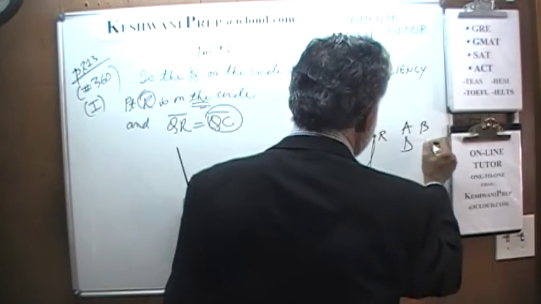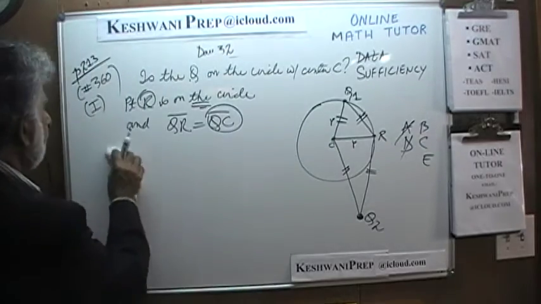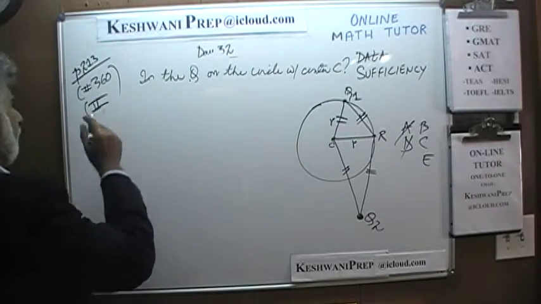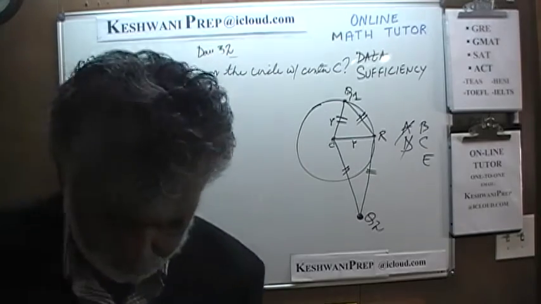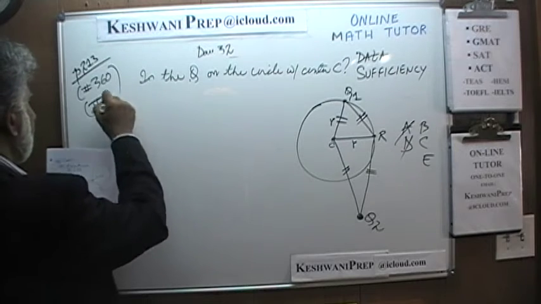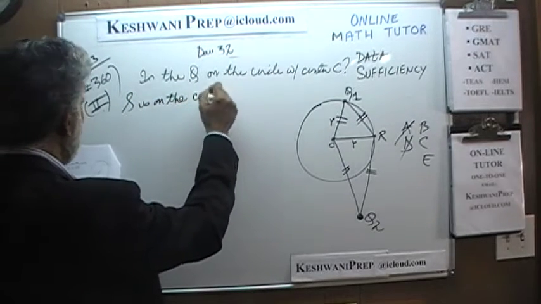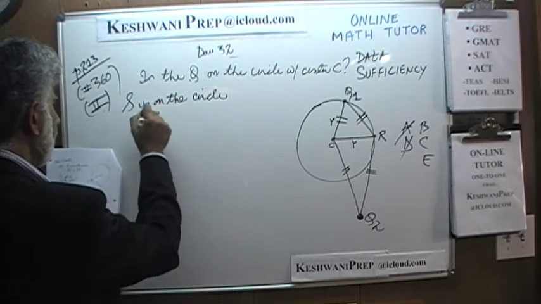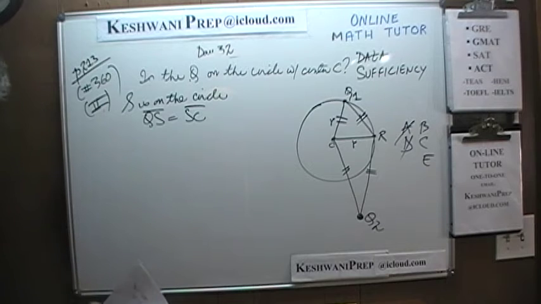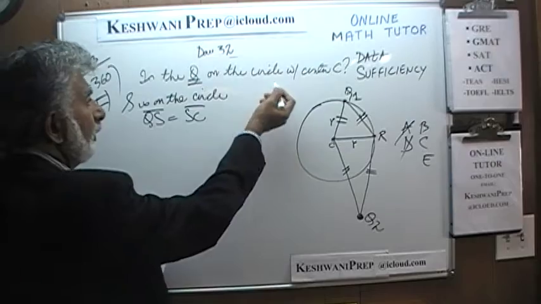So that eliminates A. Let's look at the second statement. The second statement says that S is on the circle. S is on the circle. And Q to S is S to C. And the question again is, is point Q on the circle?